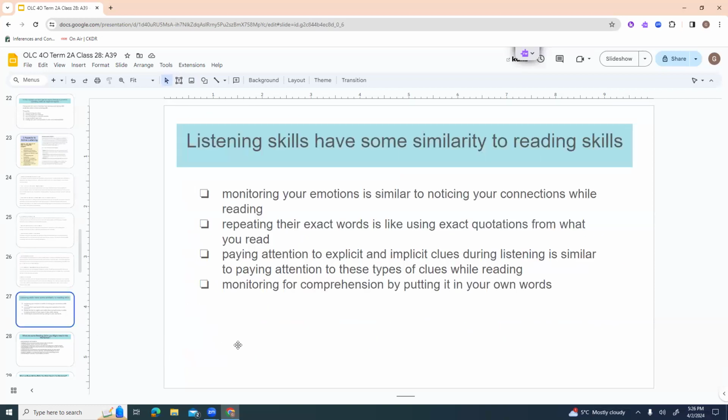Listening skills also have some similarity to reading skills because they're both intake skills, right? Monitoring your emotions is similar to noticing your connections while reading. Repeating their exact words is like using exact quotations from what you've read. Paying attention to explicit and implicit clues during listening is similar to paying attention to those types of clues while you're reading. Monitoring for comprehension by being sure you understand, same kind of thing when you're listening and trying to put it into your own words.